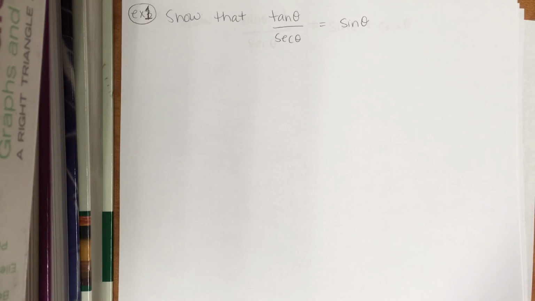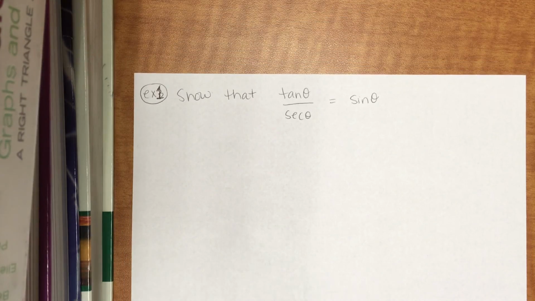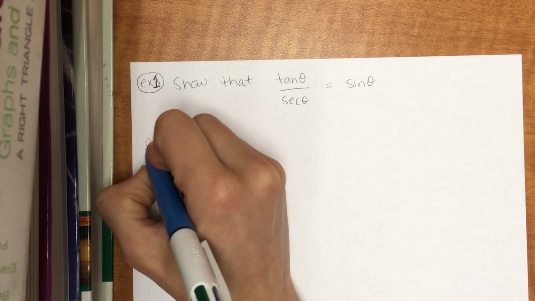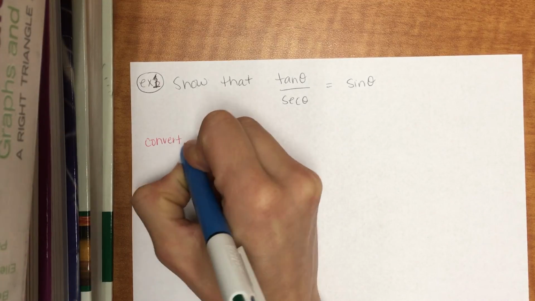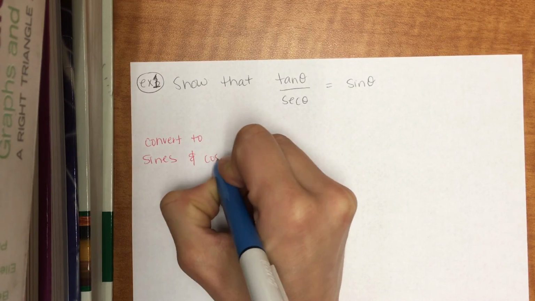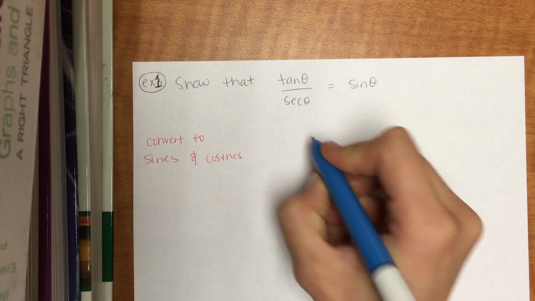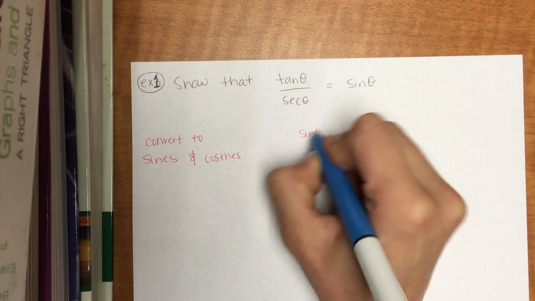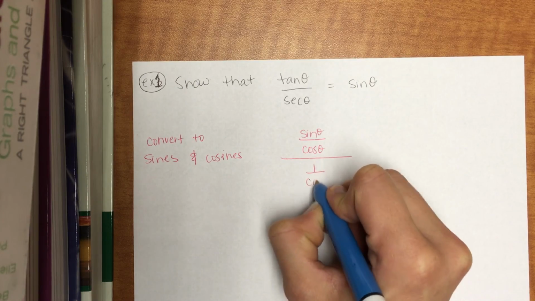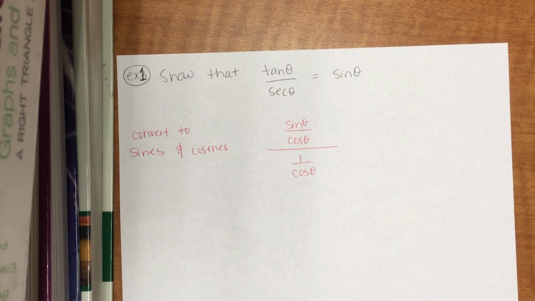Alright, so let's start. For this one, show that tan theta over secant theta equals sine theta. If you look at your hints, the first thing that I would do would be convert to sines and cosines. So tan theta is the same thing as sine theta over cosine theta, and secant theta is 1 over cosine theta. Now, this is a fraction within a fraction.